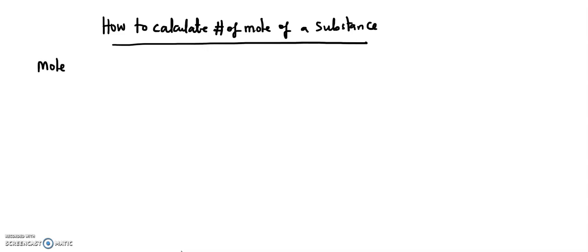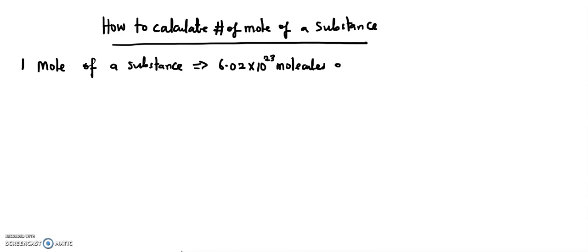Okay, so when we talk about mole, for example, if we say 1 mole of something, of a substance, for instance, it means 6.02 times 10 to the power 23 molecules of that substance.